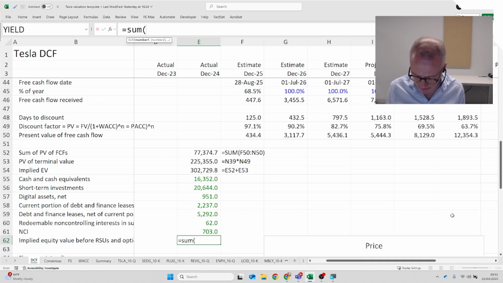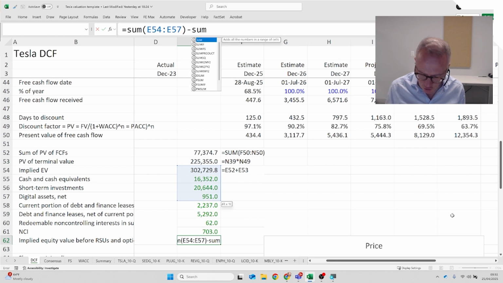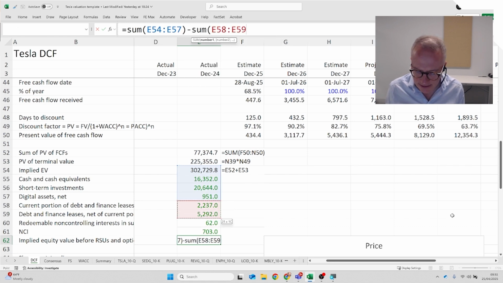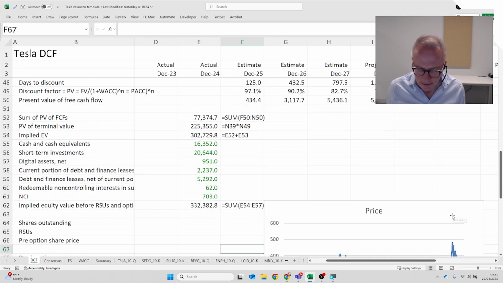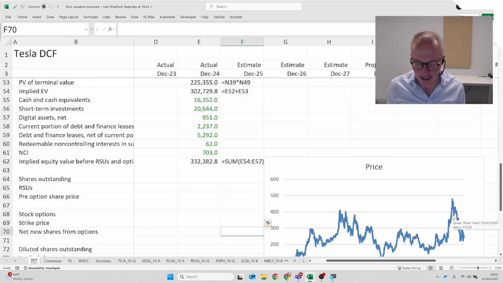And the equity value is going to be the implied enterprise value. I'm going to add the assets, and then I'm going to subtract the liabilities, and that will give me my implied equity value. Then I've got to quickly do a dilution calculation.